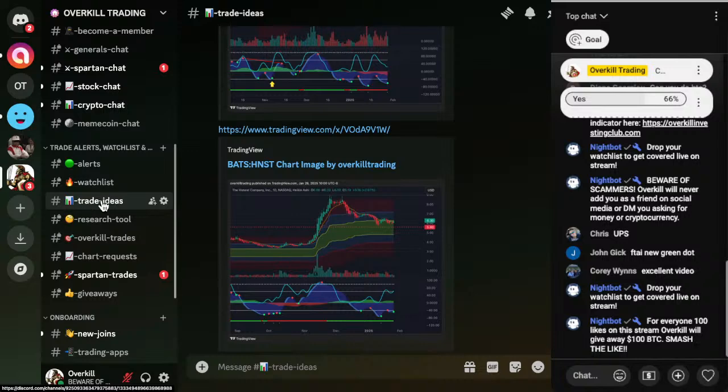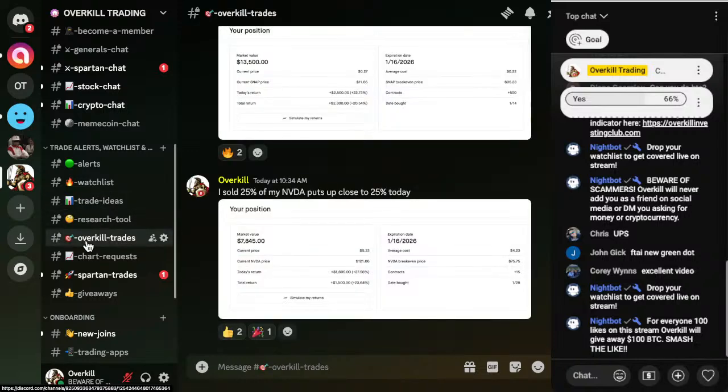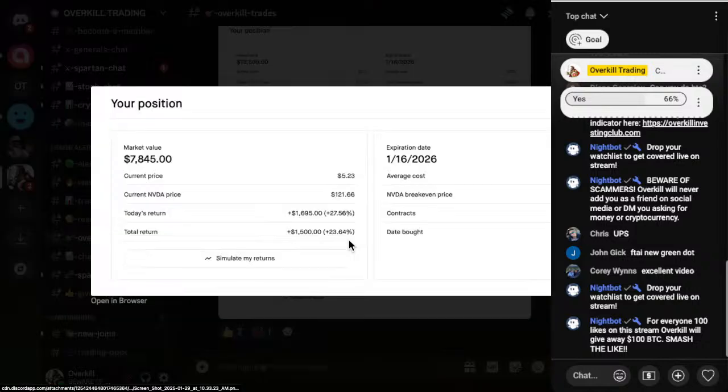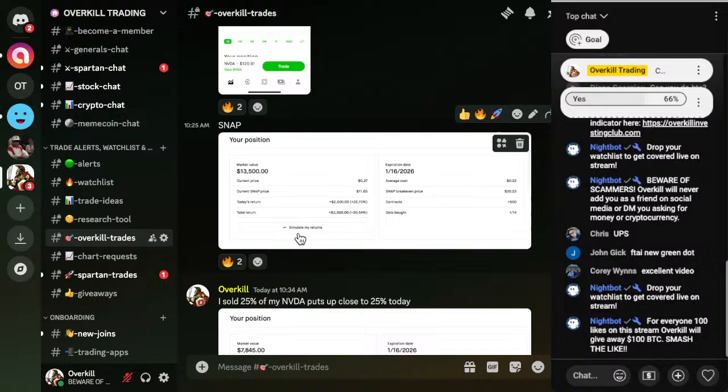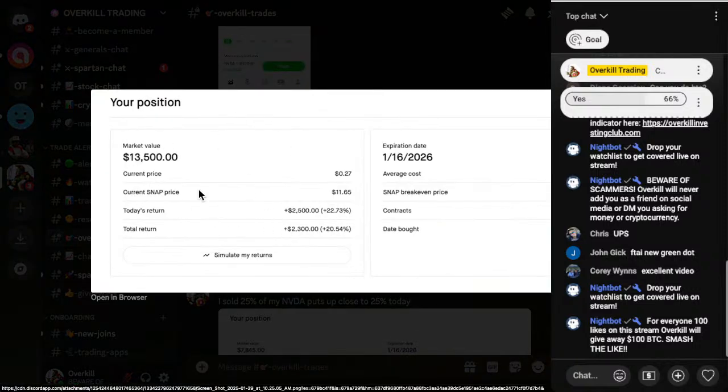So I post all my trade ideas over here in the trade idea tab for our members, and then all the trades that I take, all my trade portfolio updates are going to be over here in Overkill Trades. You can see I sold a little bit of that NVIDIA put there for about a 23% gain. Actually, I haven't sold any of this yet, but this is my Snapchat position. I bought some contracts at 22 cents. Those are sitting at up about 20%.